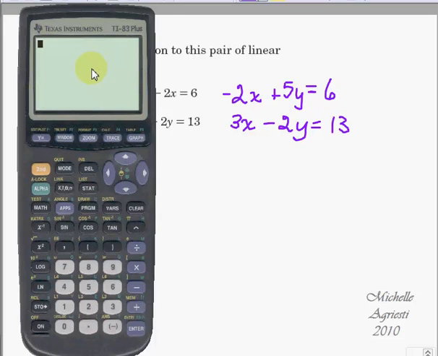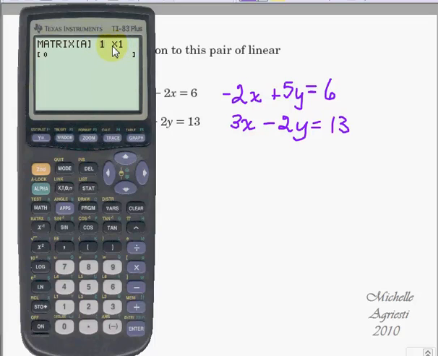Okay, here we have the calculator. And if you'll notice right down here it says matrix. That's what we're going to do, and it's in yellow, so we hit second, first, and we're just going to put it in A, and we're going to edit A to get the information in.